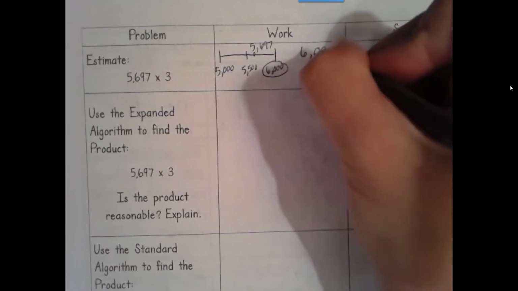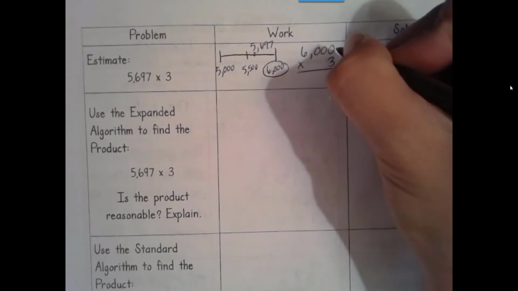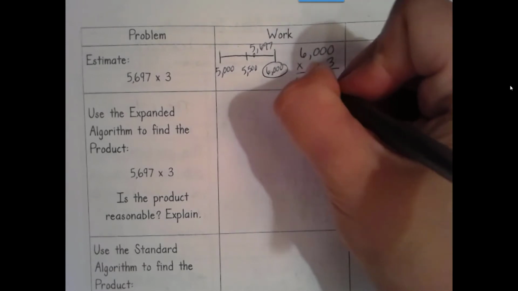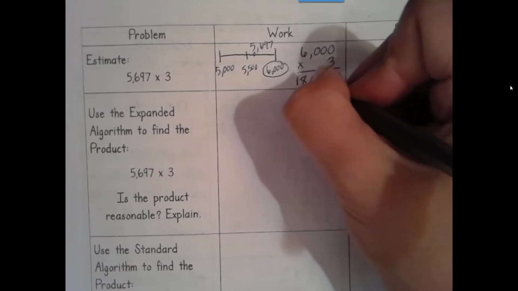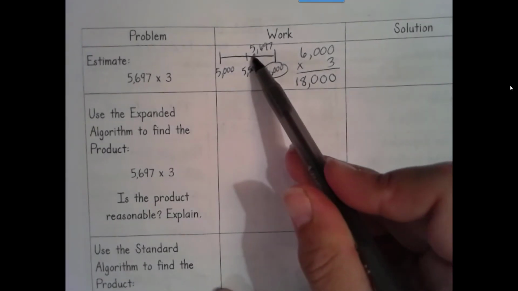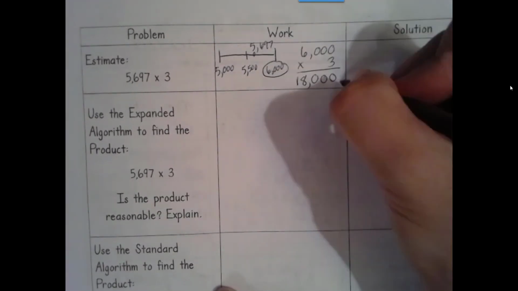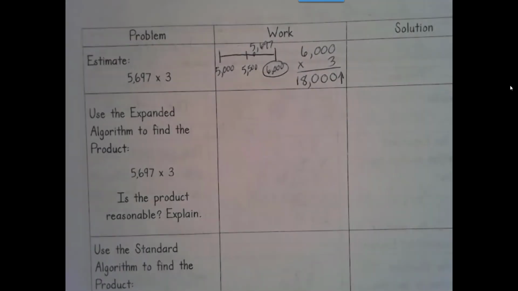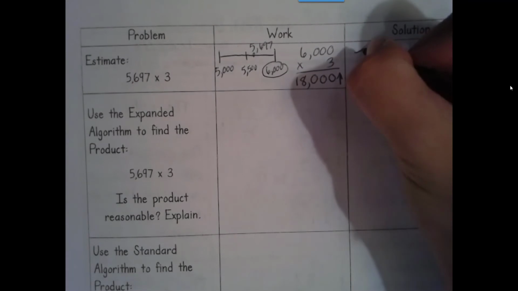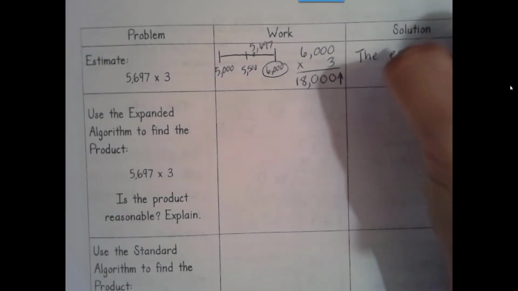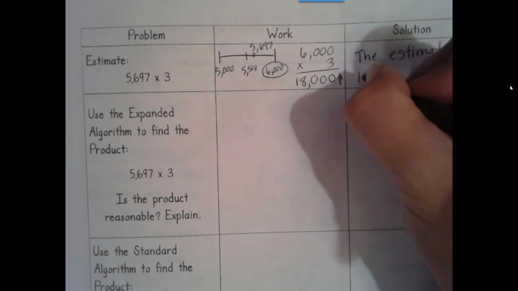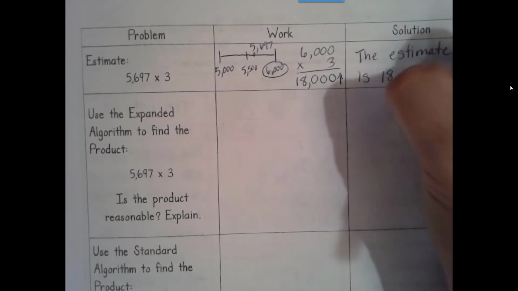So 6,000 times 3. We have 1, 2, 3 placeholders. 3 times 6 is 18. 1, 2, 3, comma. Now it went up from 5,697 to 6,000, so that means my estimate's going to be high. The actual product will be lower than 18,000. The estimate is 18,000.